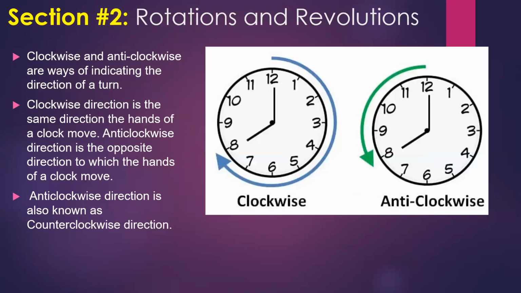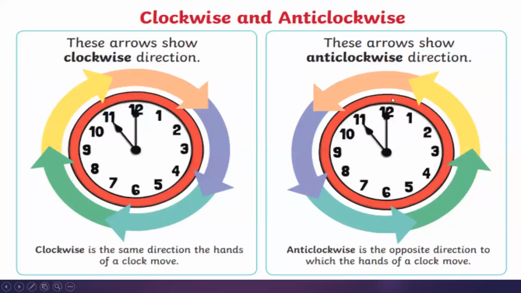All right, good afternoon. So this picture shows basically what I said earlier. The arrows show the direction. You don't have to draw this, you don't have to write this down. I'm just showing you. Clockwise is going to be in the same direction as the hands of a clock move, and the arrows show the direction. And anti-clockwise is going to be what? The opposite direction to which the hands of a clock move. All right. Again, you don't have to write this slide.